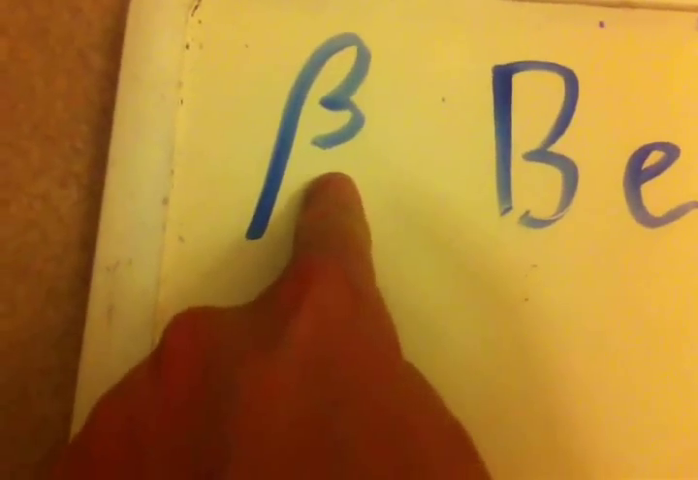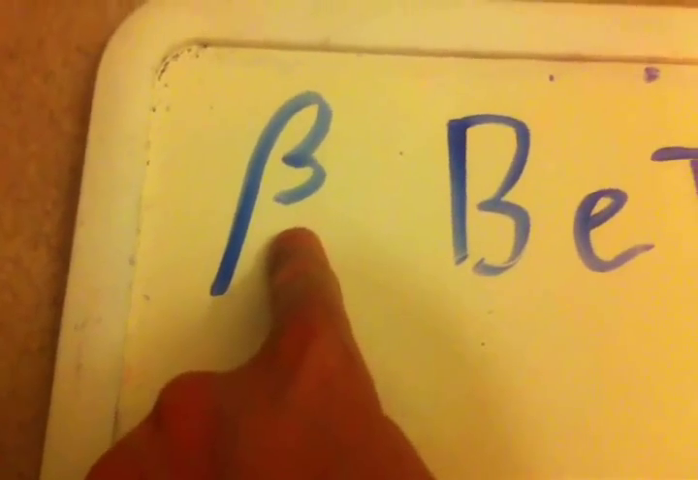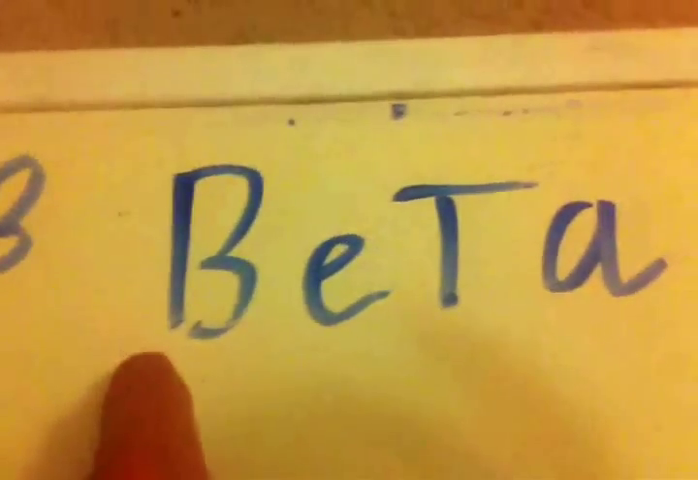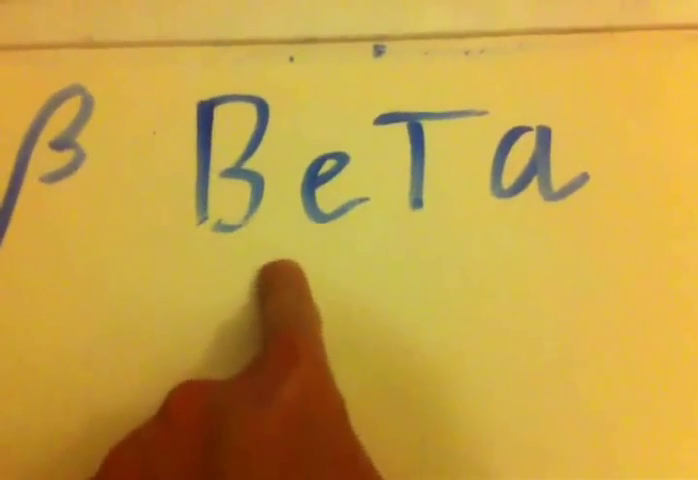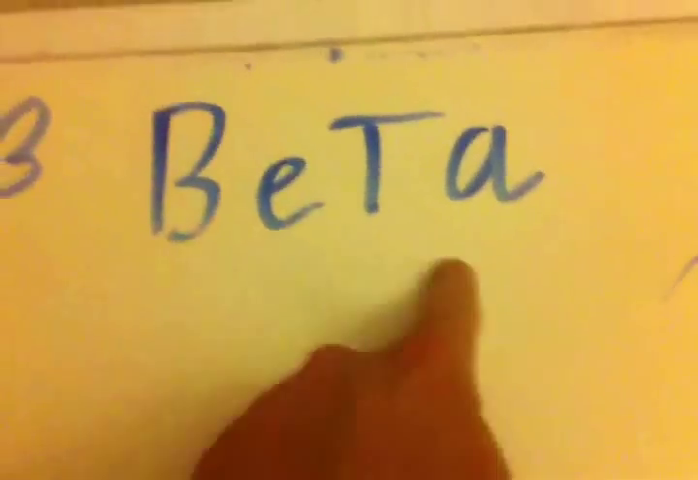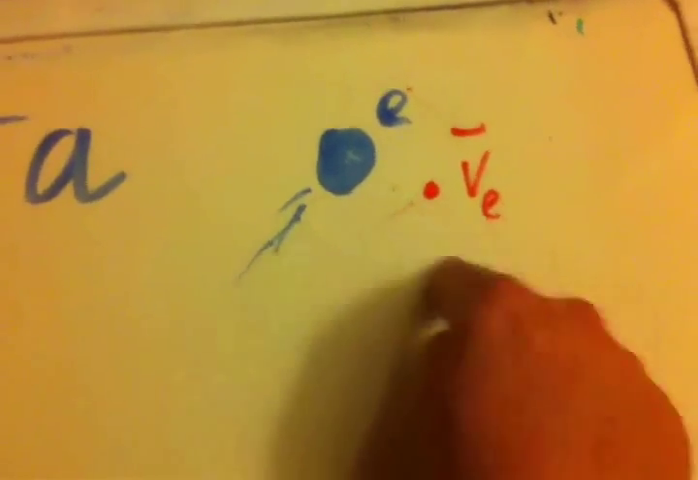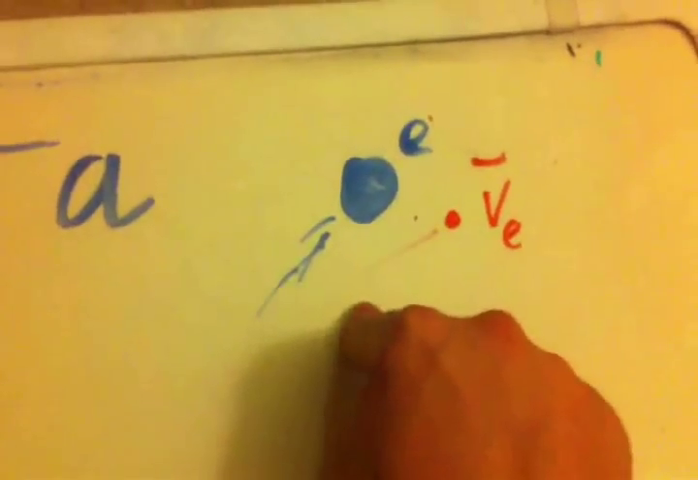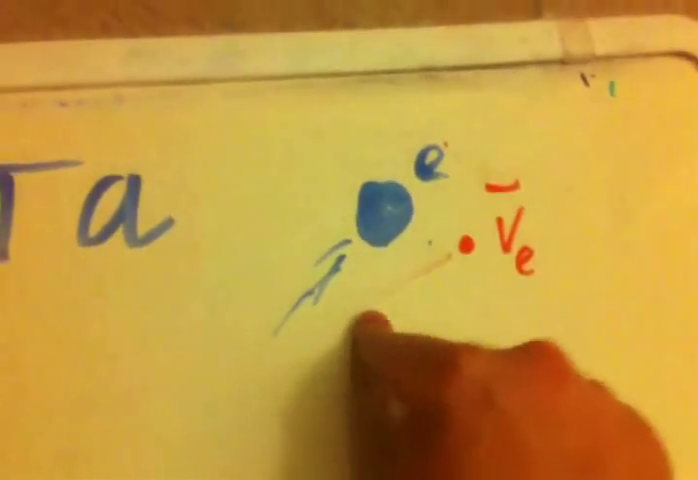Well, first off, a beta particle is symbolized by the Greek symbol β, beta. If you're European, you'll probably call it beta. That's how they pronounce it. Well, I'm not European, so it's beta. See? Beta. And a beta particle is an energetic electron and electron antineutrino, or the opposite of each of these, which would be a positron, which is an anti-electron, and a regular electron neutrino.